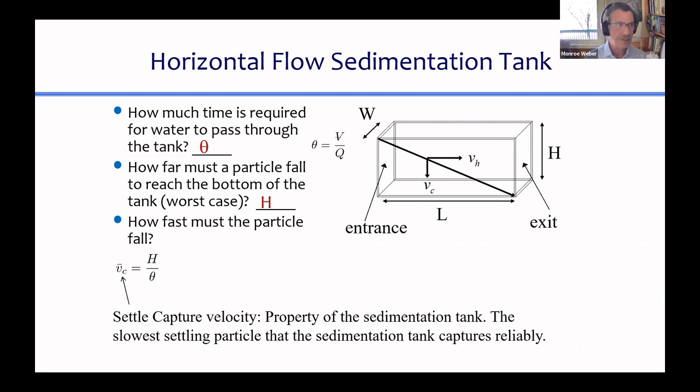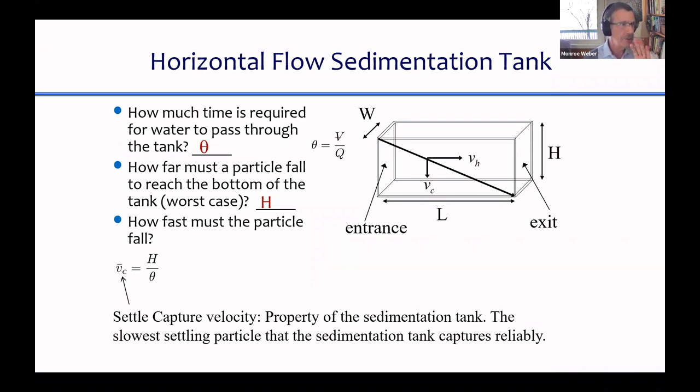So how fast must it travel? Well, it has to travel at what we now call the capture velocity, which is a property of the tank. Given this tank and how fast the water is flowing through the tank, how fast does a particle have to drop in order to be captured? So the capture velocity is equal to h over theta.